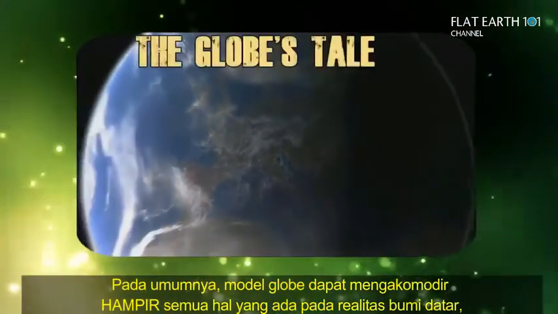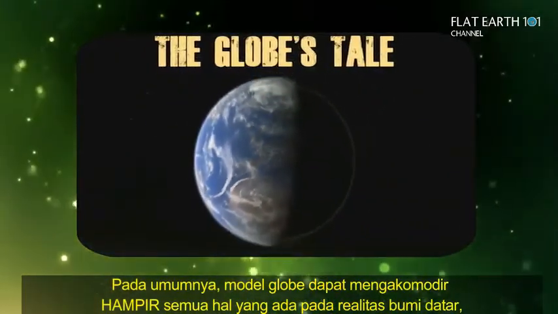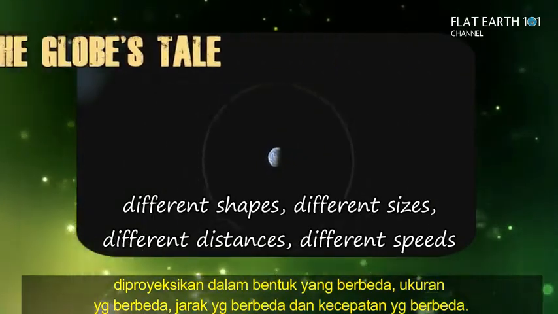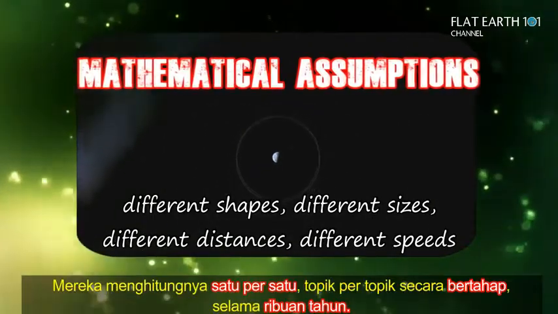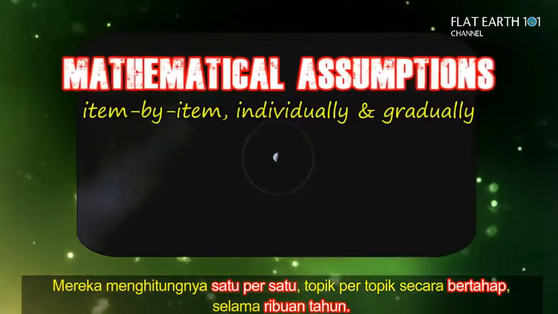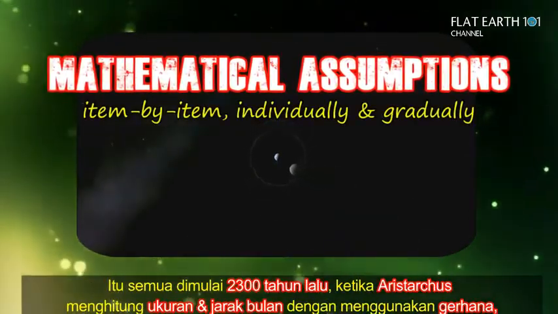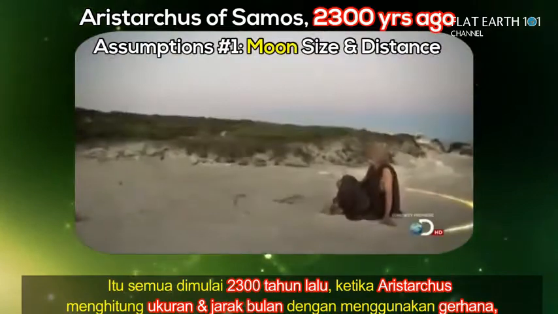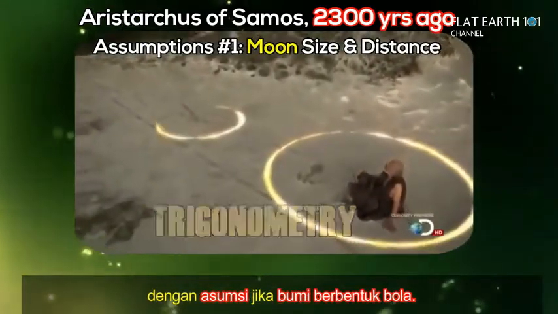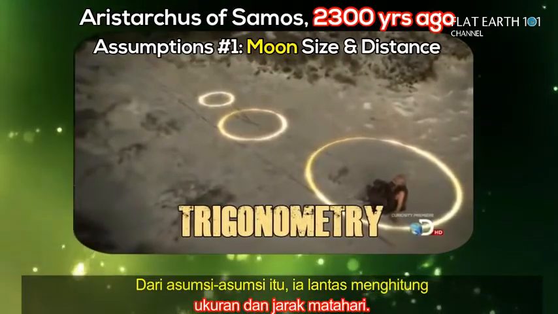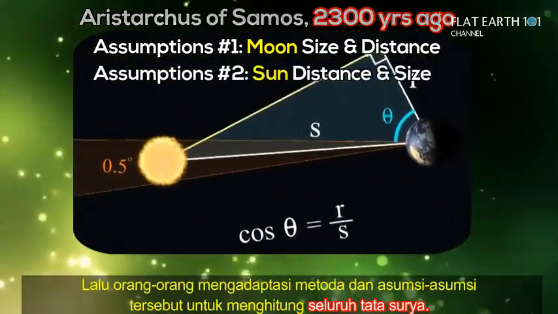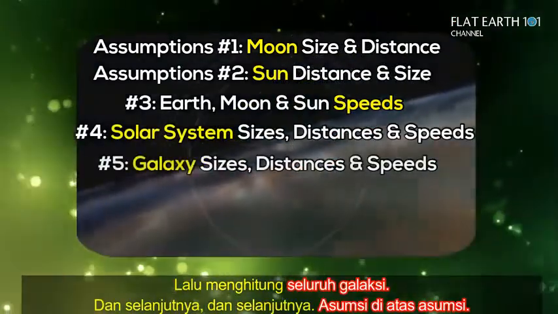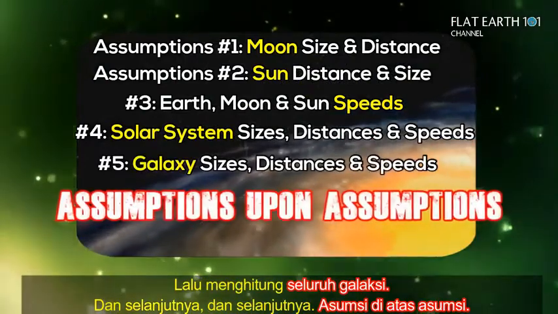Most of the time, the globe model can accommodate almost everything from flat earth reality, projected in different shapes, different sizes, different distances, and different speeds. It's only mathematical assumptions. They calculated one by one, gradually and individually within thousands of years. It all started 2,300 years ago when Aristarchus calculated the size and distance of the moon using eclipses, based on assumptions if the earth was a ball. From those assumptions, he calculated the size and distance of the sun. Then people adapted his method and assumptions to calculate the whole solar system, then the whole galaxy, and so on and so on. Assumptions upon assumptions.